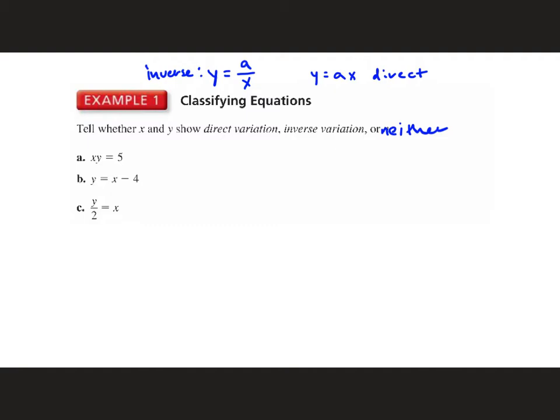We want to solve for y, so what do we have to do to get y all by itself? Divide by x. So we have y is equal to 5 divided by x. Which equation does this look like? Inverse. So this is inverse variation. For B, we already have y is equal to. Does this look like our inverse variation or direct variation? Are we multiplying x times a constant? No. So what do you think it is? Neither. And then for C, how would we solve for y? Multiply 2 on both sides. So we get y is equal to 2 times x. So which equation does this look like? Direct variation.